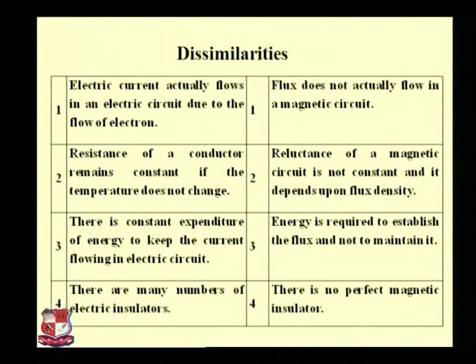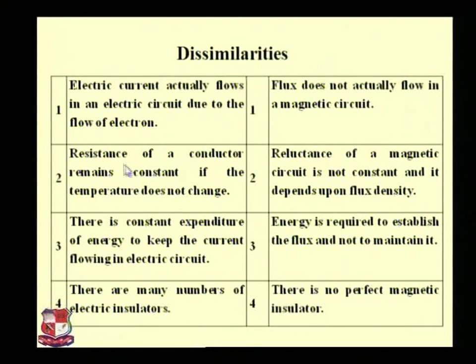First point, electric current actually flows in an electric circuit due to the flow of electrons, while flux does not actually flow in the magnetic circuit. As I told you in the first point, the flux is always produced in a magnetic circuit, it does not flow. So one dissimilarity is current is flowing from one point to another point, while flux is not flowing from one point to another point.